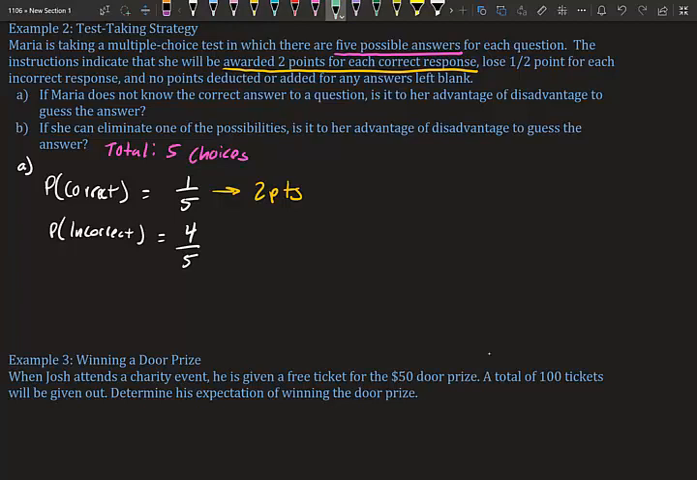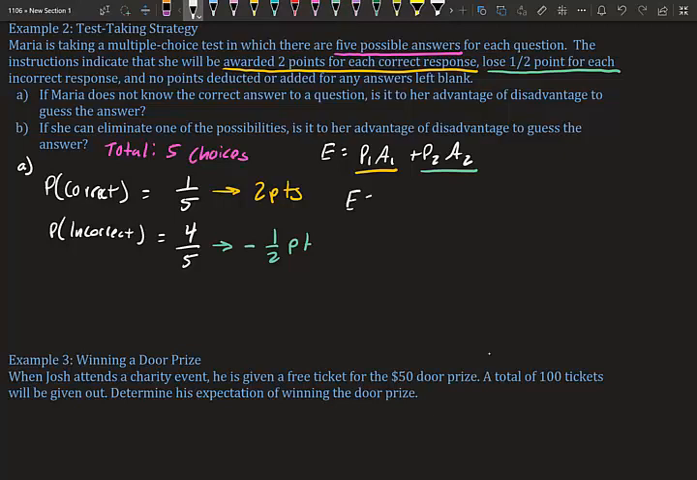If she guesses and she's wrong, she loses half a point. So she's going to lose half a point. Lose means negative. So we only have 2 scenarios. Since we only have 2 scenarios, we're going to be using P1A1 plus P2A2. And our P1A1 comes from correct, and our P2A2 comes from incorrect. And since they're not percentages, we can work with them as is.